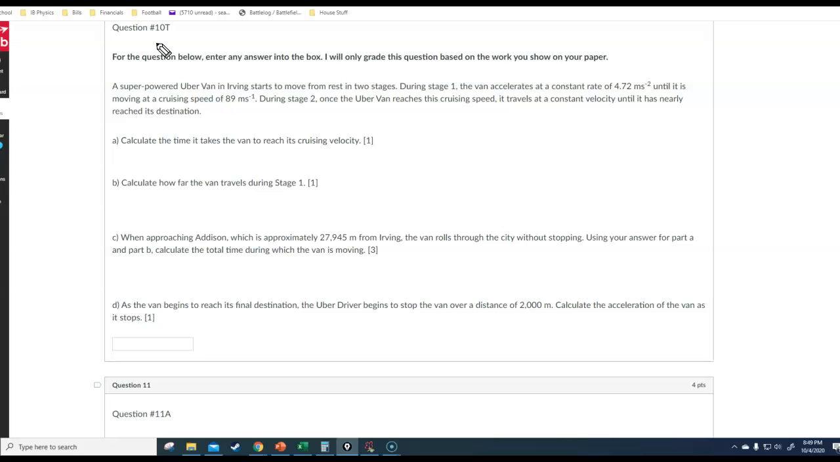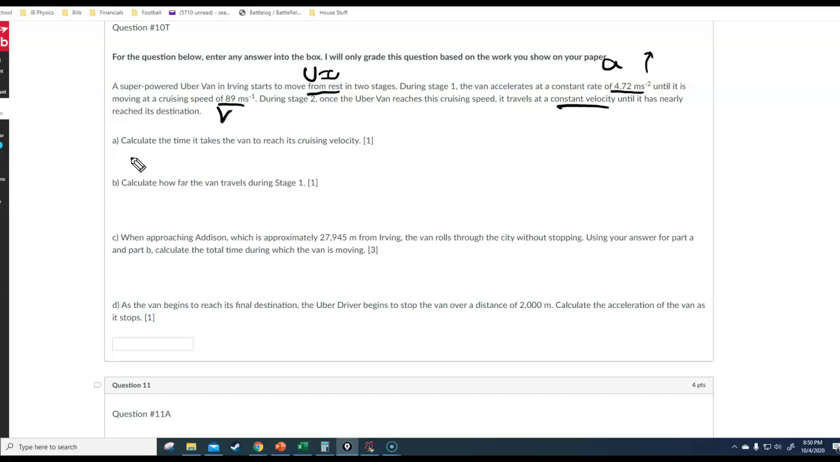So a superpowered Uber van in Irving starts to move from rest, that means the initial velocity is 0, in 2 stages. During stage 1, the van accelerates at a constant rate of 4.72 meters per second squared. I know that's the acceleration because of the unit, meters per second squared, until it is moving at a cruising speed of 89 meters per second. So this is my final velocity for stage 1, and then during stage 2, once it reaches this cruising speed, it travels at a constant velocity until it has nearly reached its destination.